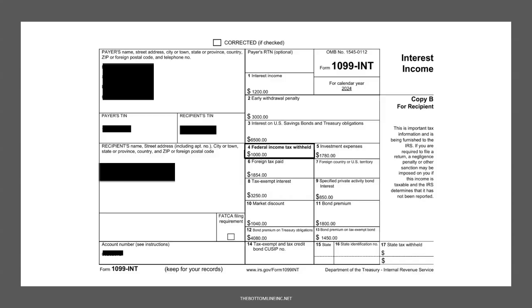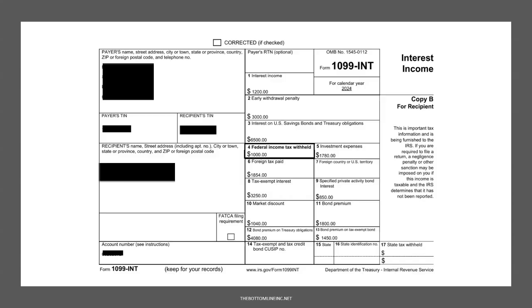Again, we have the payer's TIN number, their taxpayer identification number, and the recipient's. So Michael received it, and West Life Insurance paid Michael interest. He received interest in the amount of $1,200 in box 1. Box 2 is early withdrawal penalty. We're going to go through each of these as well.